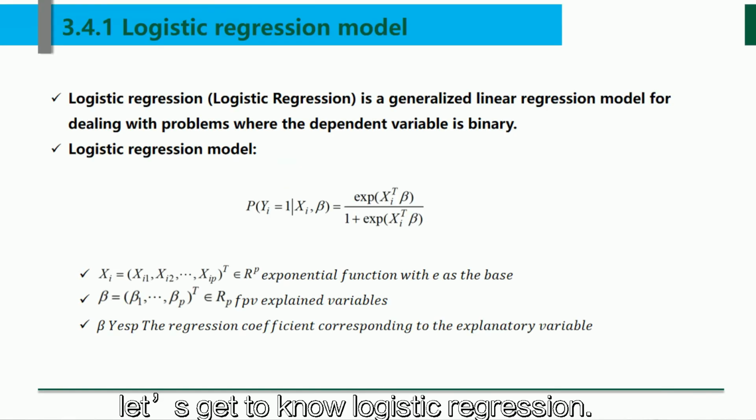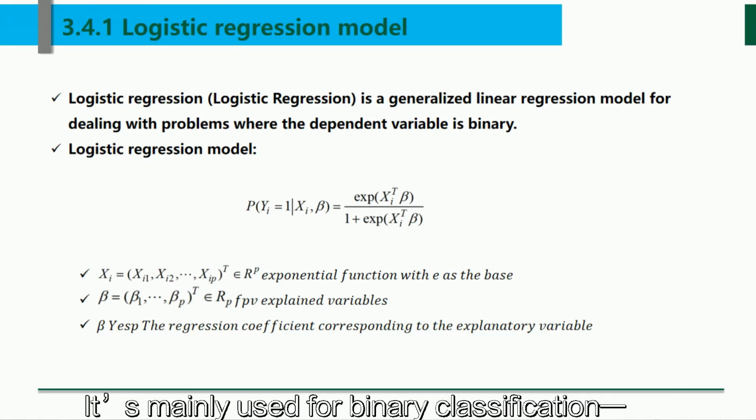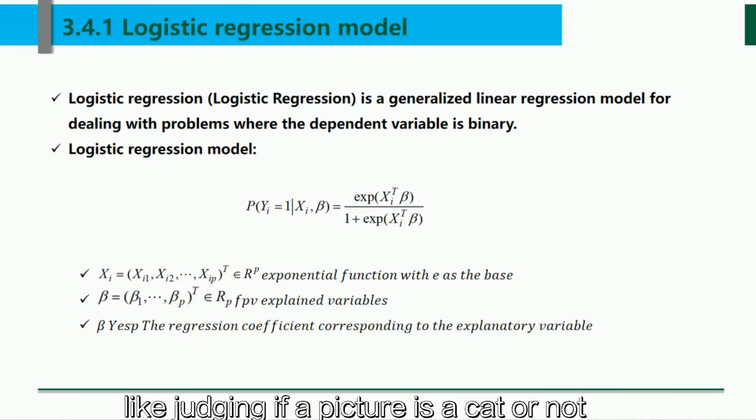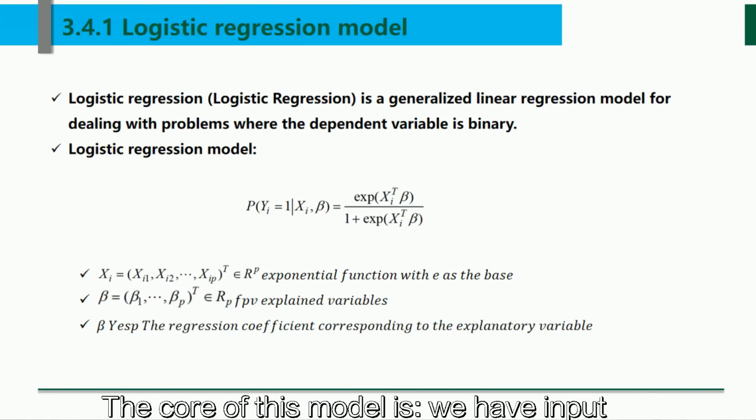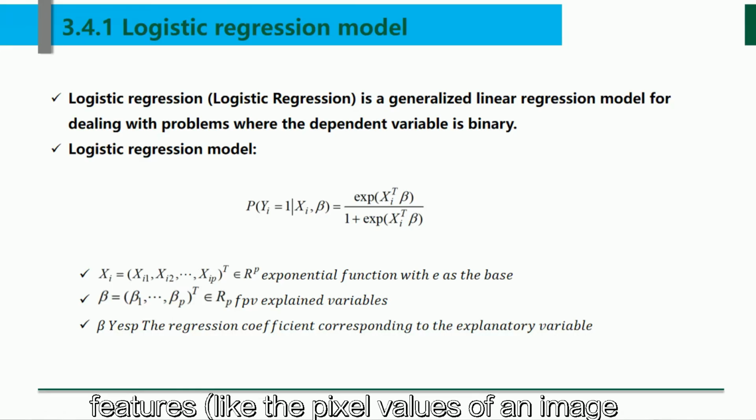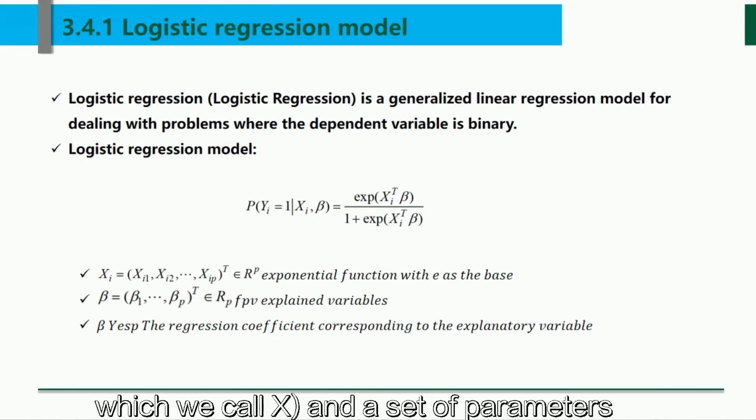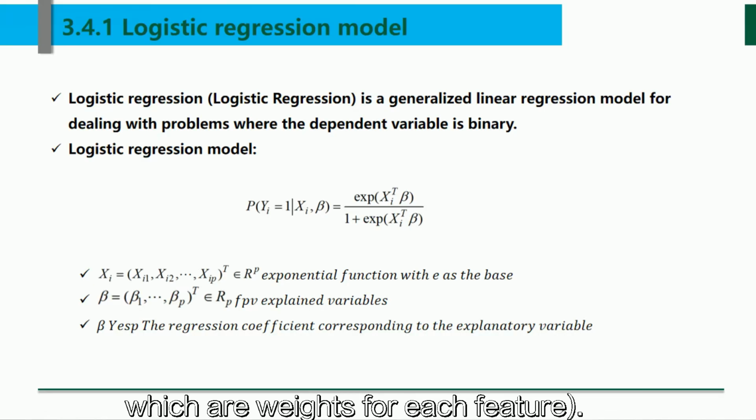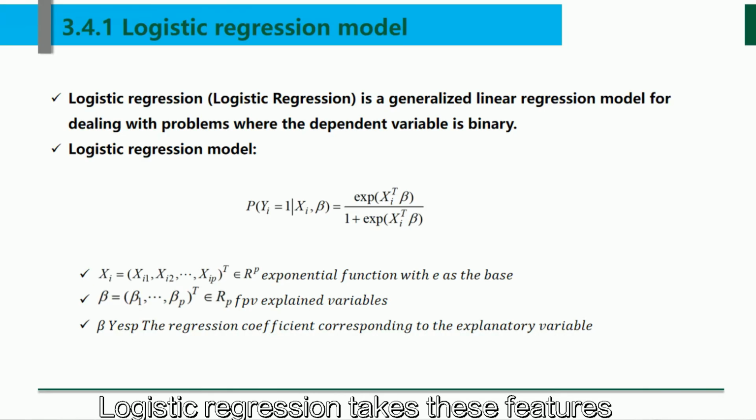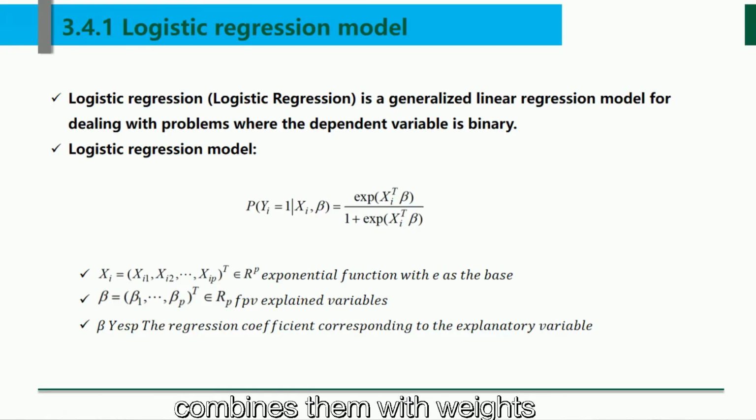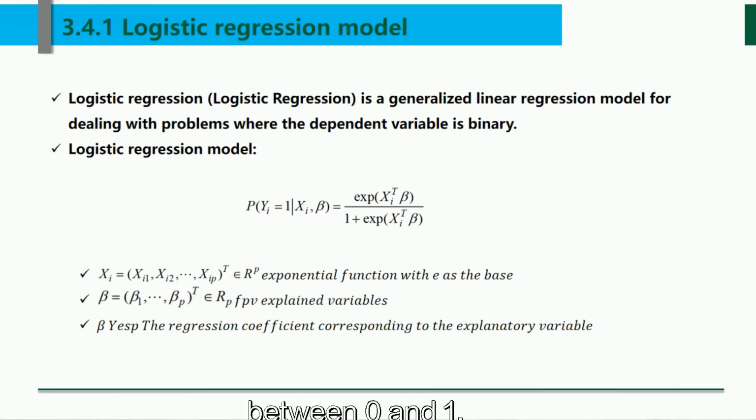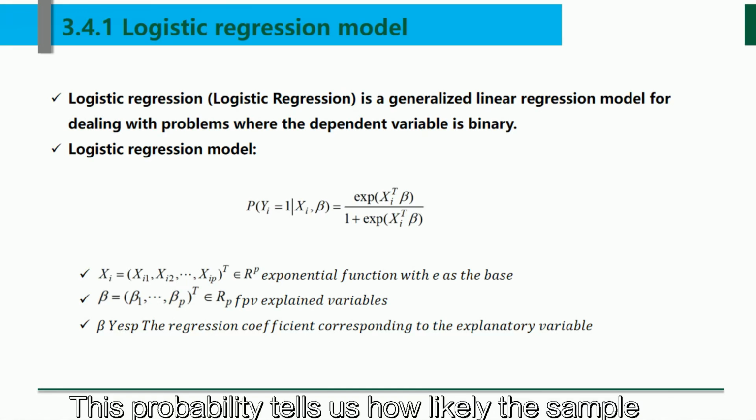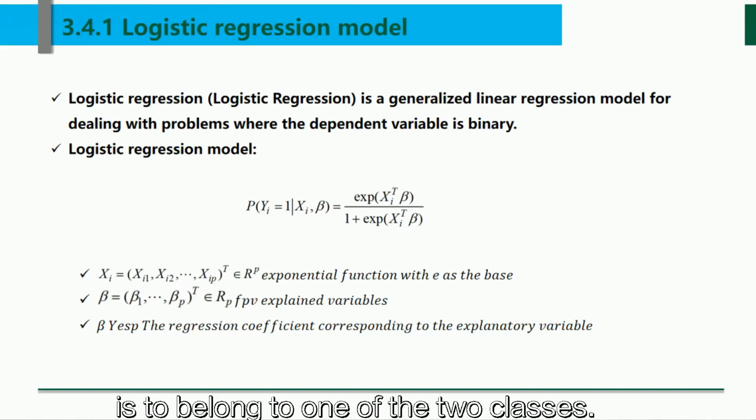First, let us get to know logistic regression. It is mainly used for binary classification, like judging if a picture is a cat or not, or if an email is spam or not. The core of this model is we have input features, like the pixel values of an image, which we call x, and a set of parameters called beta, which are weights for each feature. Logistic regression takes these features, combines them with weights, and then converts the result into a probability between 0 and 1. This probability tells us how likely the sample is to belong to one of the two classes.